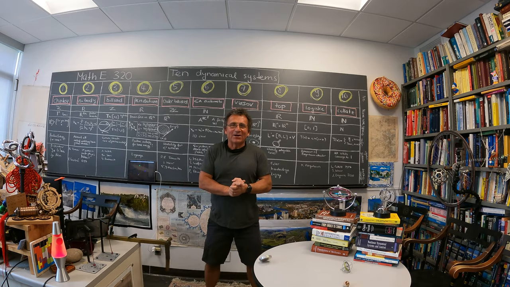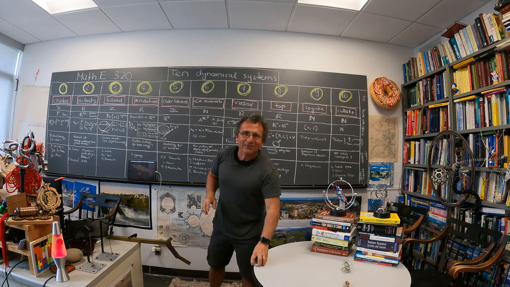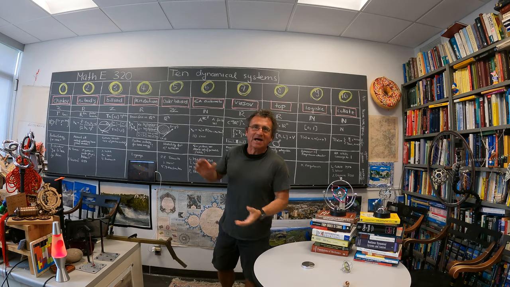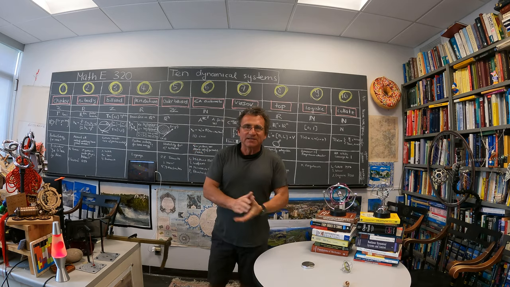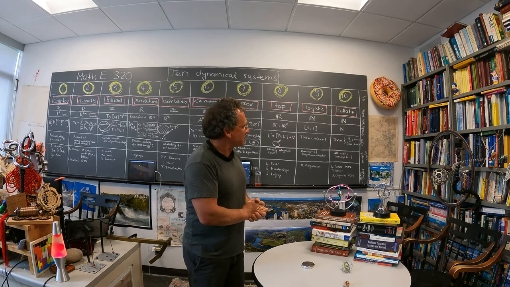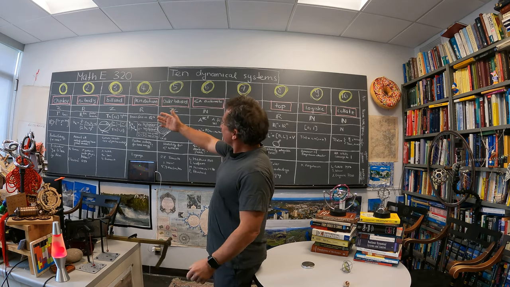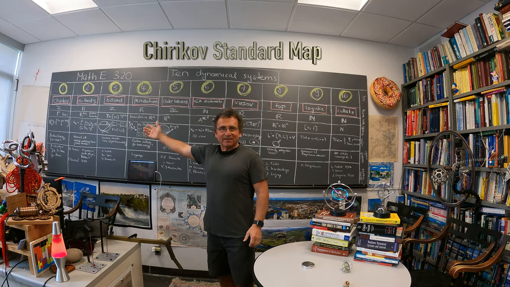Welcome to Chaos Theory. So today we look at some dynamical systems. Dynamical system theory is the theory of time. And I wrote you down here a list of dynamical systems. We start with my favorite system, the standard map of Chirikov.